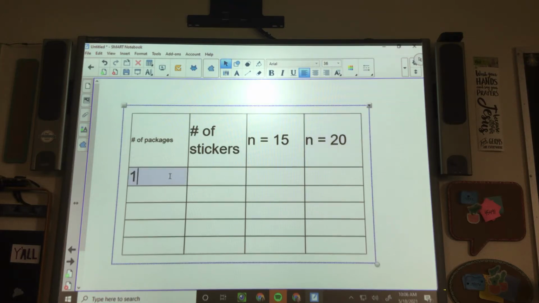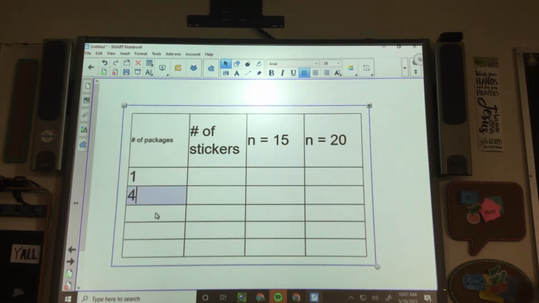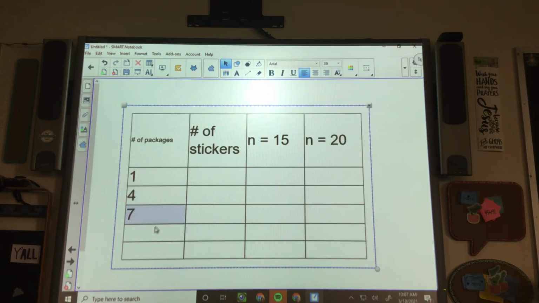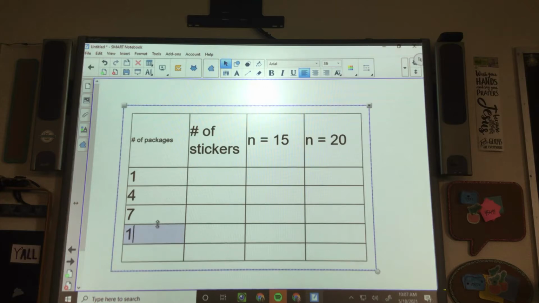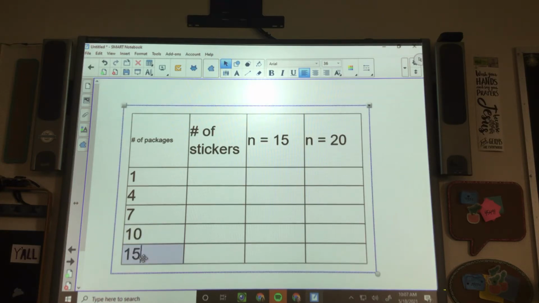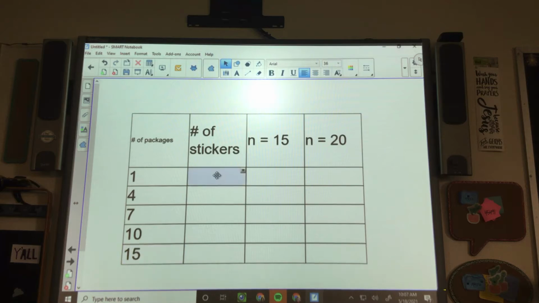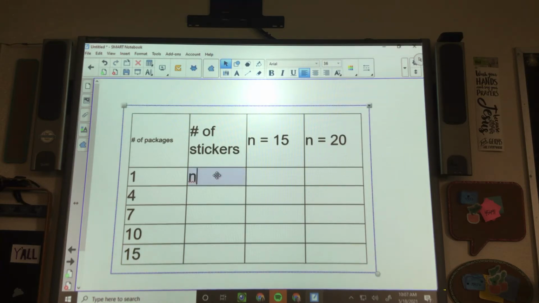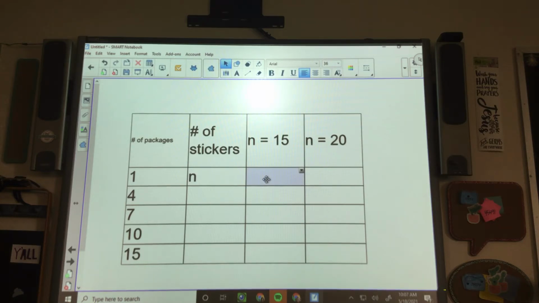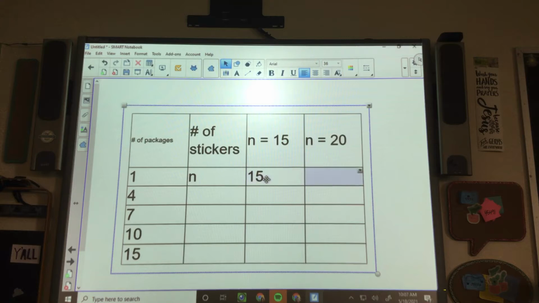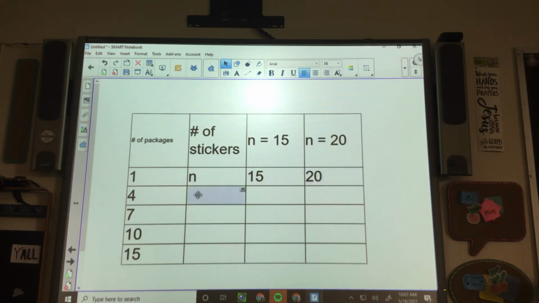And then we have 1 package, 4 packages, 7 packages, 10 packages, and 15 packages. And then the number of stickers, say this is N here. So if you've got N stickers, then when N equals 15, you've got 1 times N here. What is this then? 15. For the next one, it's going to be 20.